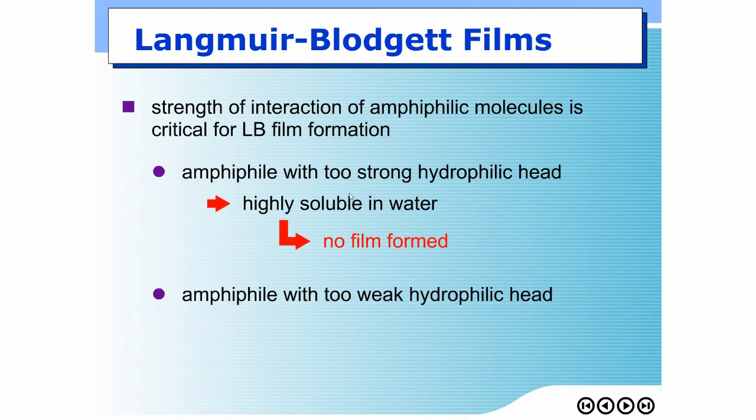On the other hand, if the head group of the surfactant is too weak, not strong enough, then the interaction between the surfactant molecule and the substrate might be too weak to pull it up, and eventually you will not get the film formed either. So this technique relies on the balance of charge between the head group of the surfactant and the substrate.